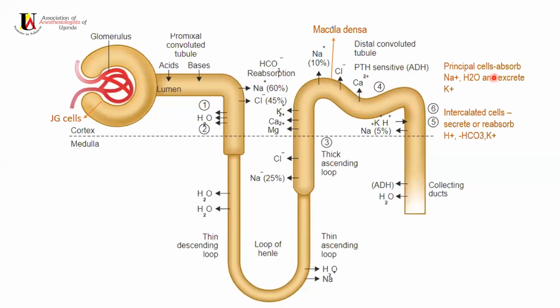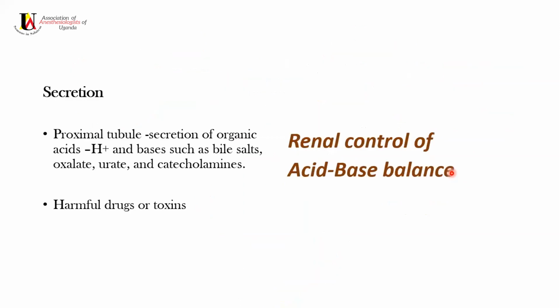the convoluted tubule. We have specialized cells, the principal cell, which is so important in the absorption of sodium and water, and excreting potassium. We have the intercalated cells involved in secretion or reabsorption of hydrogen, bicarb, and potassium. We're yet to discuss that. And then in the collecting duct, that's where the action of ADH is pronounced, where it causes opening of the aquaporins and reabsorption of water. We're going to discuss most of those ahead.